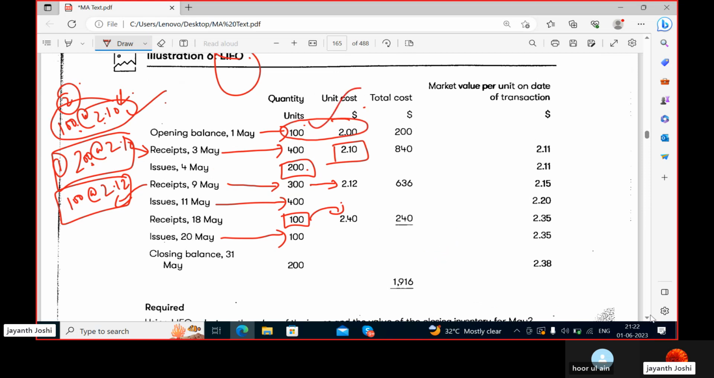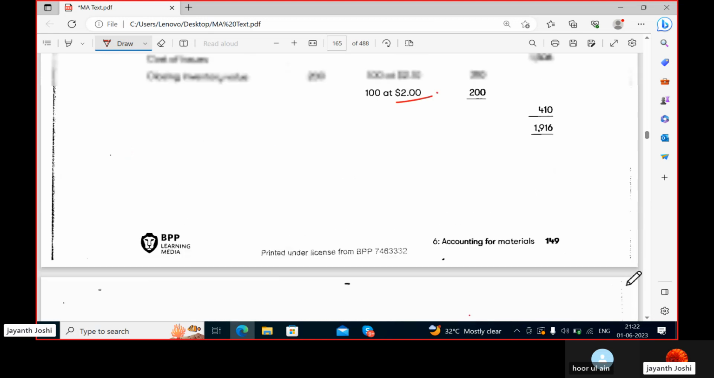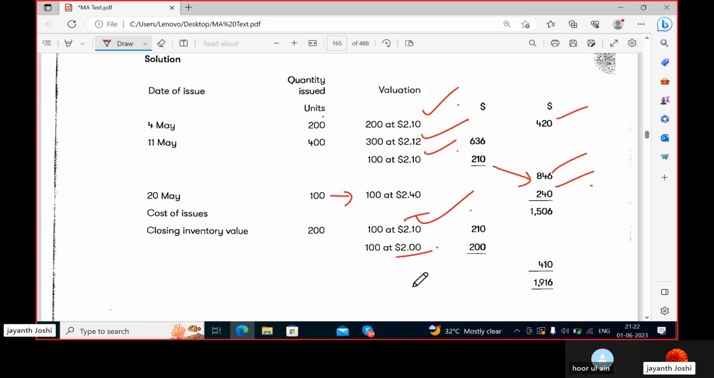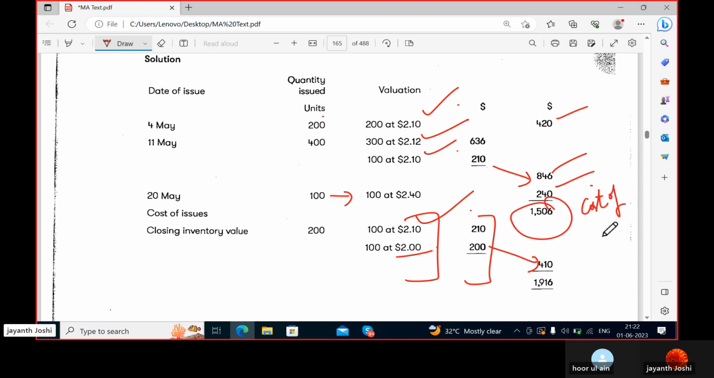So this one I will take because I did not touch this at all. So this inventory is still there with me. So these two again give me closing inventory. So this is my cost of issues. This is my closing inventory. Cost of purchase.